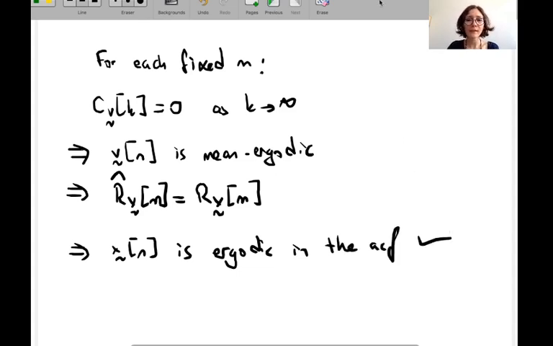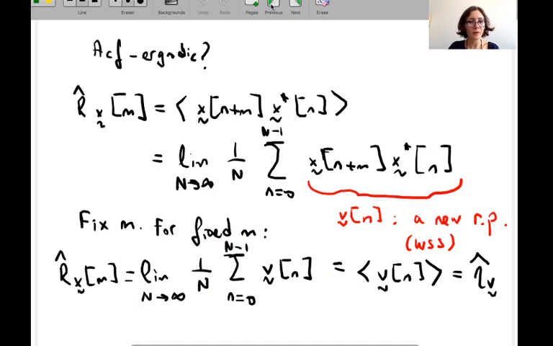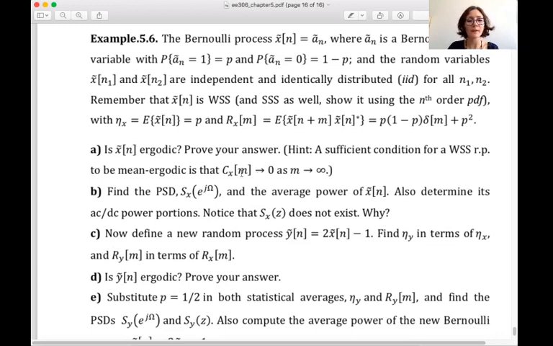So this was a long example, but what we have done so far to wrap up is, we use this hint to first show that X of n is ergodic in the mean. Then to show that X of n is ergodic in the ACF, we played with the expressions a little bit, created a new random process, and showed that that random process is mean ergodic, still using the same property, which eventually implied that X of n is also ergodic in the ACF. So being mean ergodic and ACF ergodic, X of n is an ergodic random process. So this was a rigorous proof of the ergodicity of X of n.